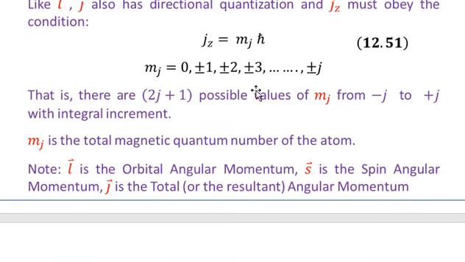So if you count all these values from minus j to plus j, you will see that there are 2j plus 1 possible values of mj, starting from minus j to plus j with integral increments. That is, the minimum value is minus j, the next value is minus j plus 1, the next value is minus j plus 2, and so on, until you reach the value of plus j. So mj is the total magnetic quantum number of the atom. Note that L is the orbital angular momentum, S is the spin angular momentum, and J is the total or resultant angular momentum of the atom.